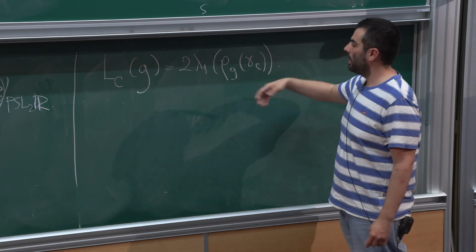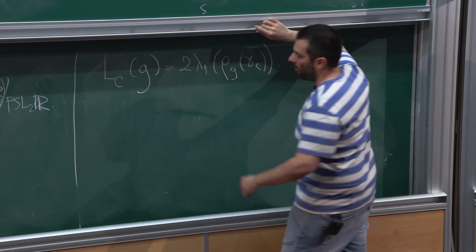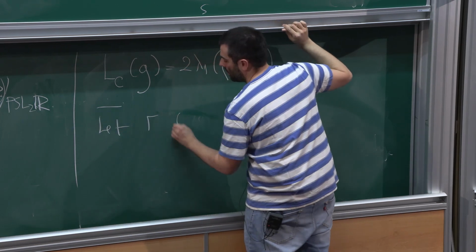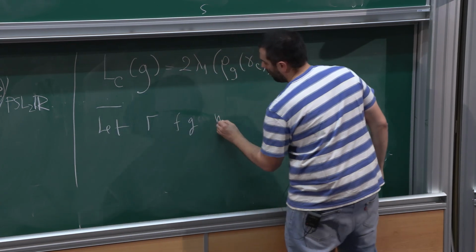So this is the point of view that one may take to generalize, right? So now let gamma be a finitely generated one hyperbolic.